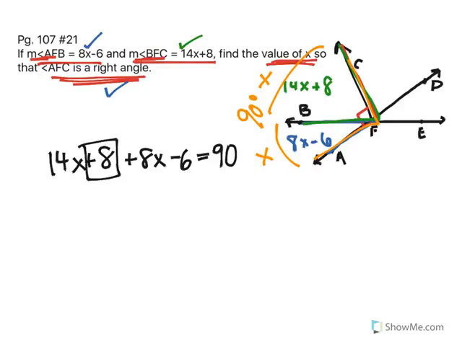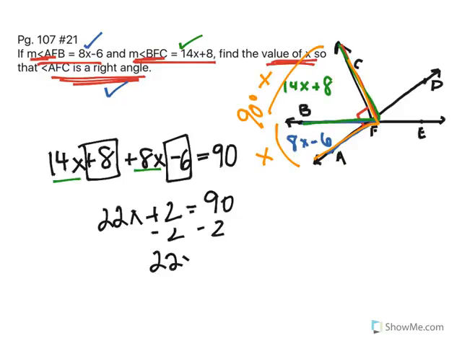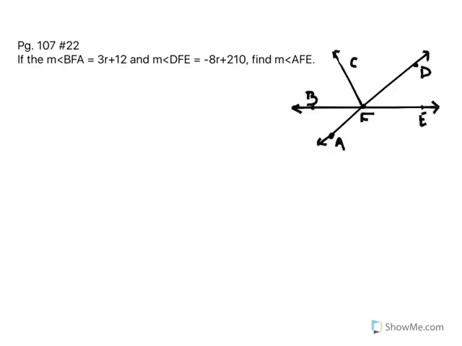All right, so I combine my like terms. And I get 22x plus 2 equals 90. x equals 4. Okay, so we found the value of x that makes AFC a right angle, and it's x equals 4. Great. Let's do another problem.